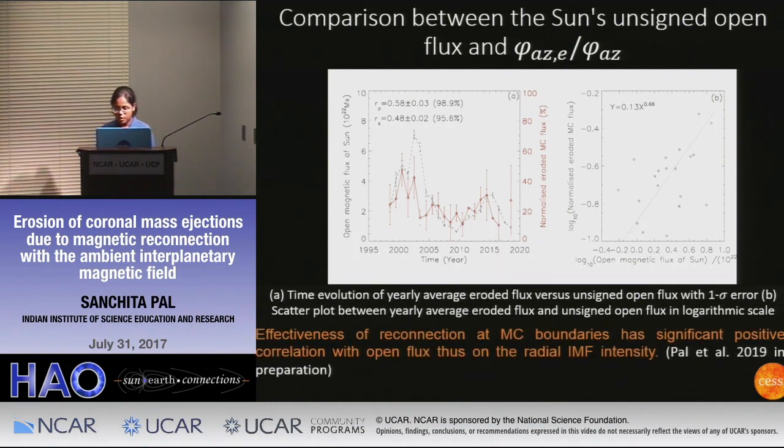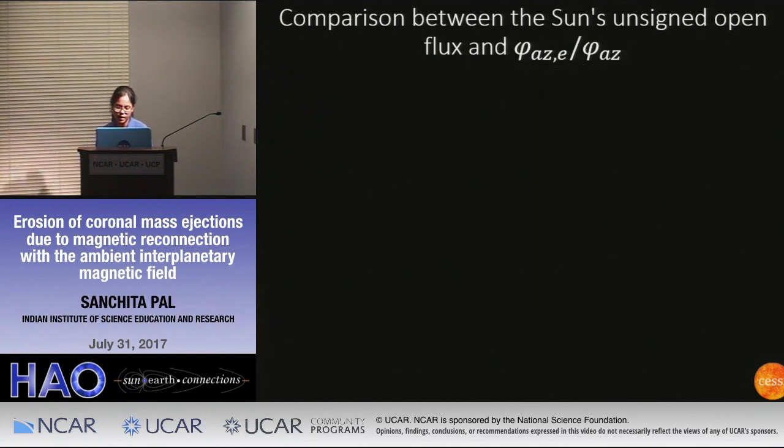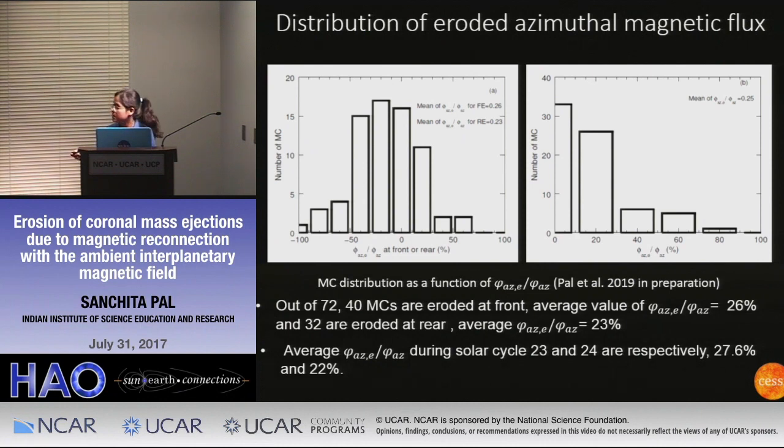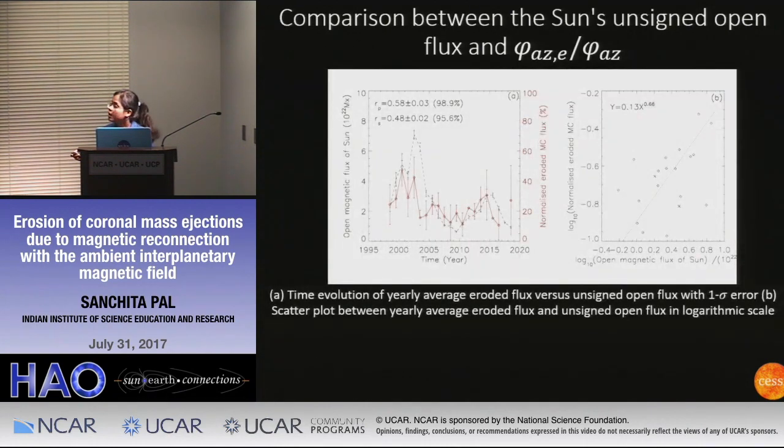So the conclusion is, one, that the effectiveness of reconnection at magnetic cloud boundaries has a significant positive correlation with the open flux. And another, as I showed in the previous slide, is that in solar cycle 23 the amount of eroded flux is greater than in 24, which follows the open flux amount also. In solar cycle 23 the average open flux was greater than the average open flux of solar cycle 24.